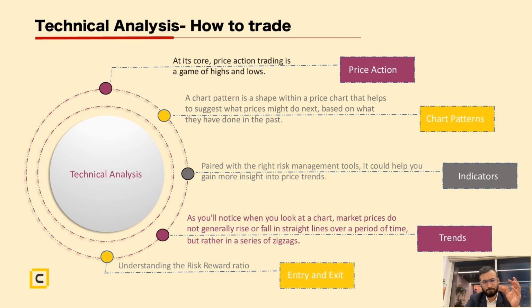So as I said, there are different ways to trade using technical analysis. We are talking about chart patterns, indicators, trends, price action. Chart patterns we are going to talk about today. Indicators and oscillators we are going to talk about in a different session, in the advanced technical session, because I don't want to fill your head with too much information.